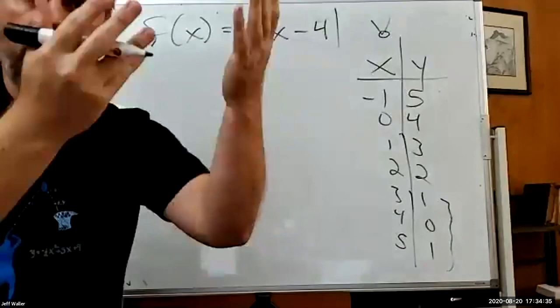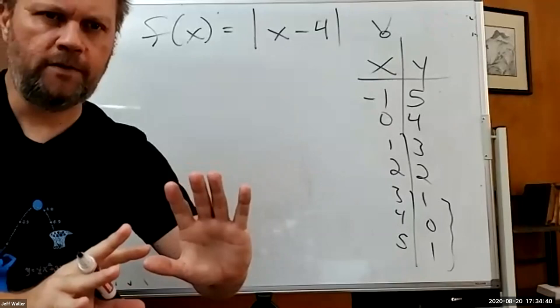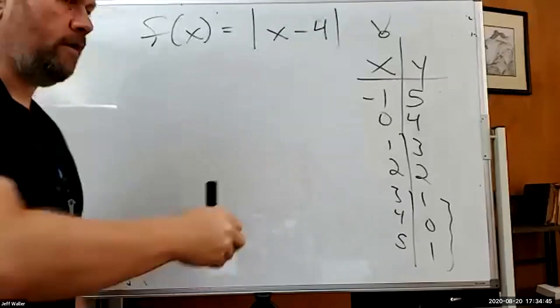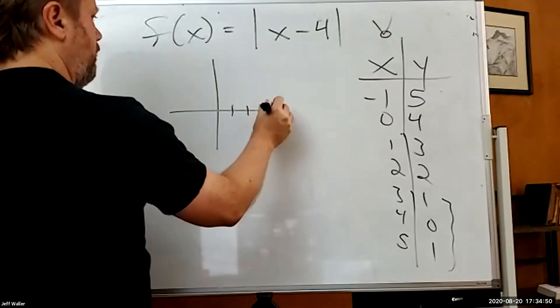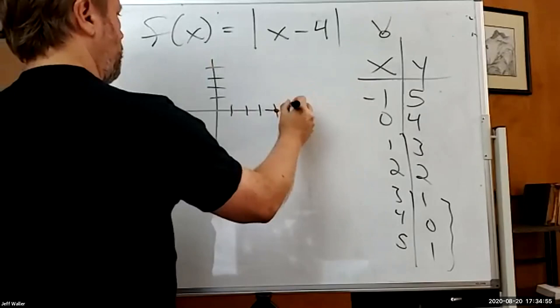Let me stop for a minute. Is everybody semi with me? At least whoever asked me this question? Yeah, I understand. Okay. So then you just plot the points. But what's really important is at four, it's zero, and then it goes up in both directions from there. So there's your three, one, and so forth.